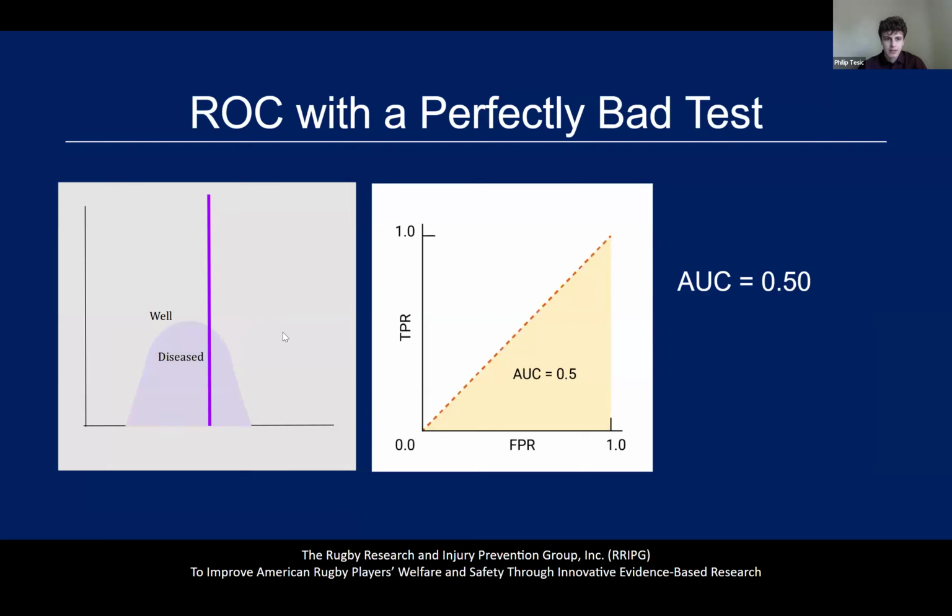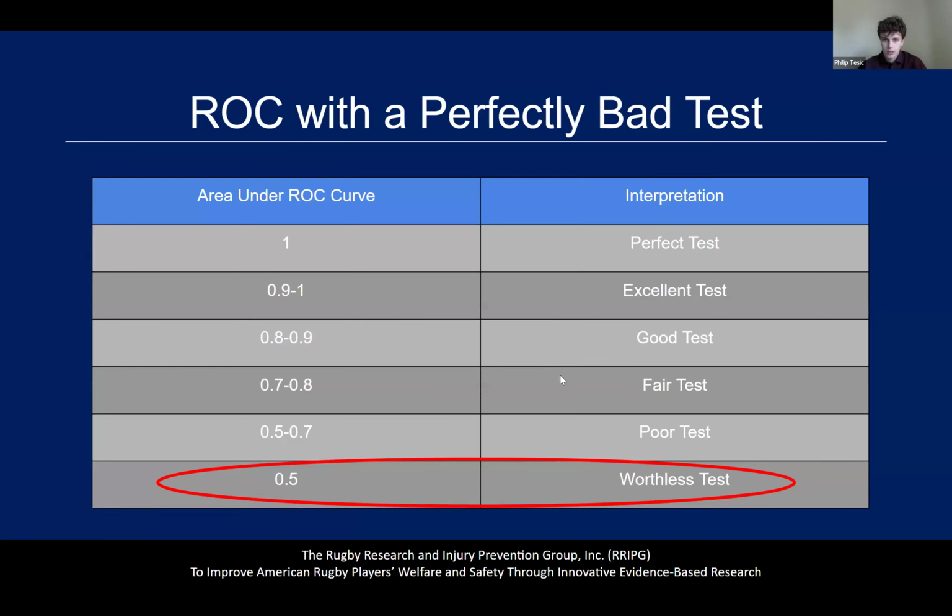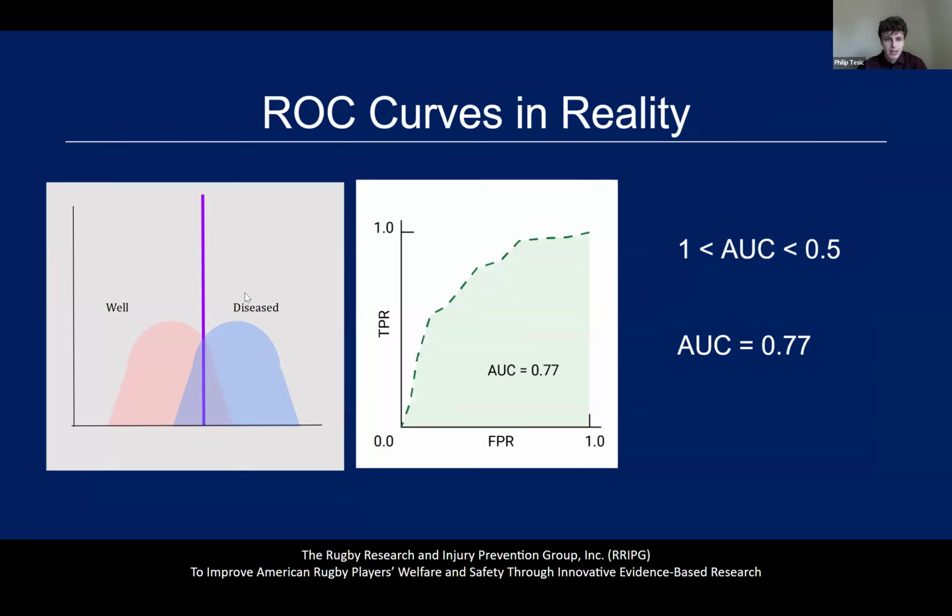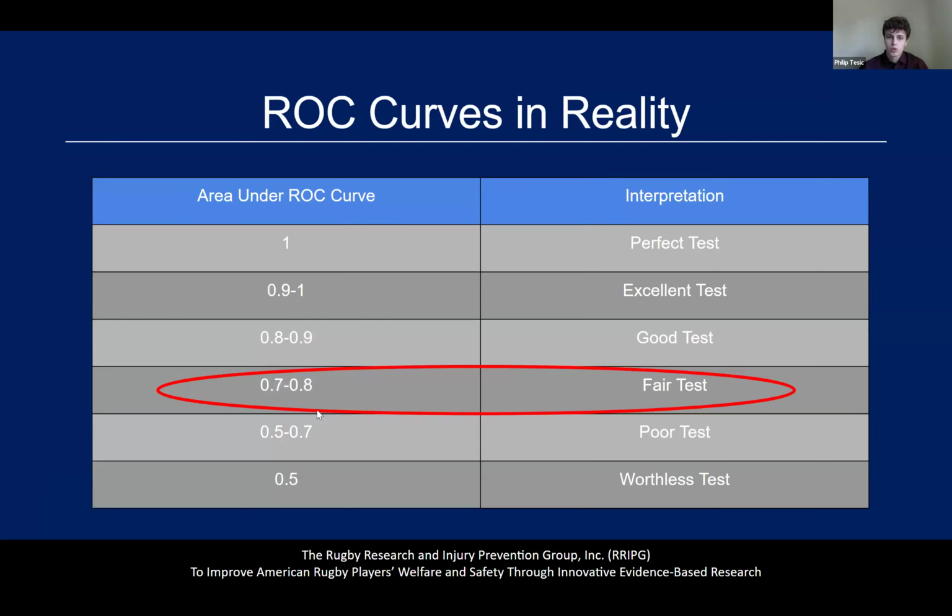A perfectly bad test, however, if we were to move along the line, the cutoff point along the x-axis would not provide us any real discernible data between the groups, giving us an area under the curve of 0.5, which would be rendered as worthless. In reality, however, a lot of curves end up somewhere in between 0.5 and 1, and in this case, in which the two binary groups are somewhat overlapped, we could end up with an area under the curve of 0.77, which would be categorized as a fair test according to this table's interpretation.